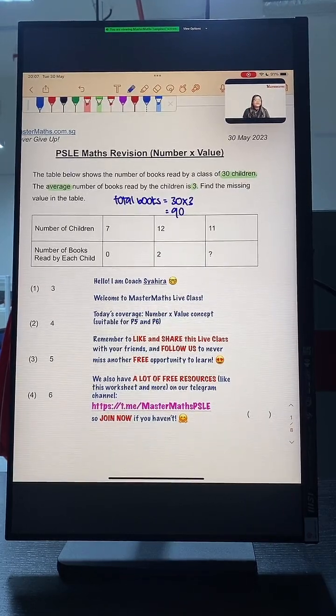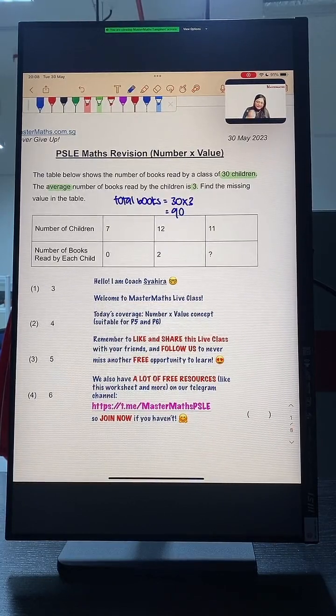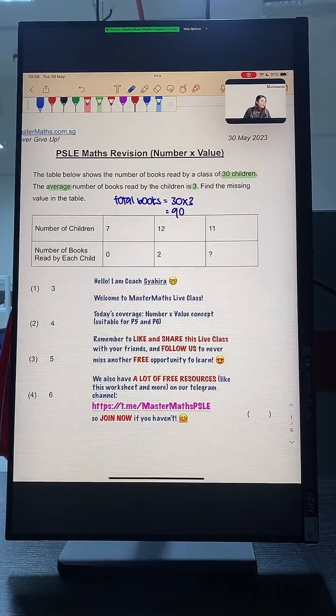What this table tells us is that the number of children in the top row is given to us. The number of books read by each child in the bottom row is also given to us. So 7 children read 0 books, 12 children read 2 books, and 11 children, we don't know how many books they read. To find the total number of books, we can multiply the number of children by how much each of them read.